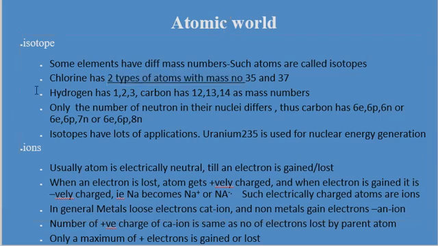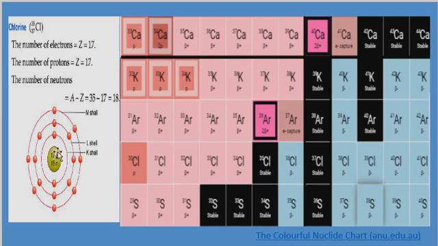So what happens? 35 and 37. Chlorine has 35, 37. Hydrogen has 1, 2, 3. Carbon has 12, 13, 14 as the mass number. Only the number of neutrons in their nucleus differs. This is the electron. This is proton and neutron.